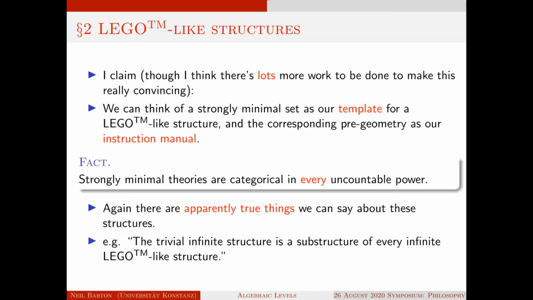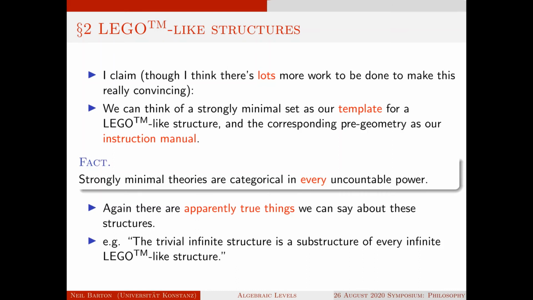Okay, so that's all very quick and a lot of technical material, but I'm going to claim, and I think there's a lot more work to be done here, that you can think of a strongly minimal set as our template for a Lego-like structure, and the corresponding pre-geometry is our instruction manual, right? So your strongly minimal set is providing you your initial starting conditions, let's say, and then the pre-geometry in question is telling you how to combine over a particular base this strongly minimal set to obtain something that is isomorphic in a particular cardinal. This is witnessed by the fact that strongly minimal theories are categorical in every uncountable power.